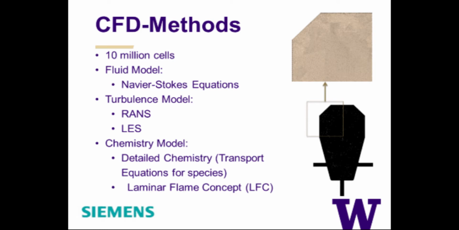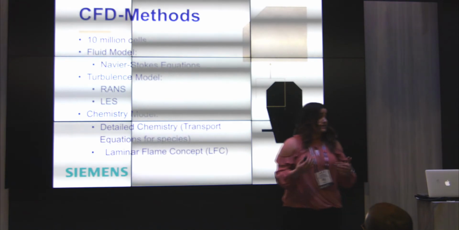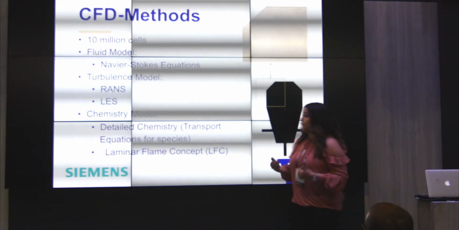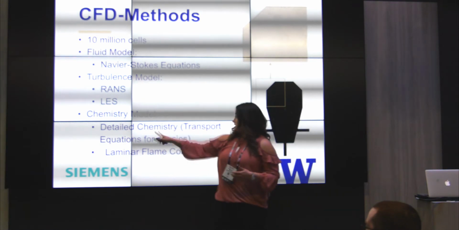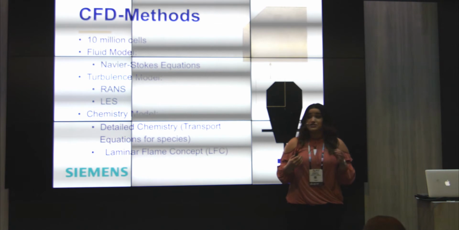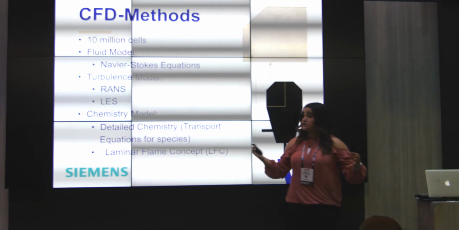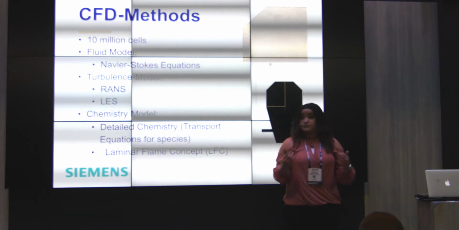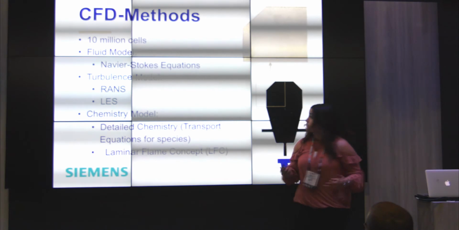And then for chemistry, we really want to know a lot about the chemistry inside the reactor. So we use detailed chemistry. That means we have to solve a transport equation for each species. So if we have a lot of species, this simulation becomes very difficult.